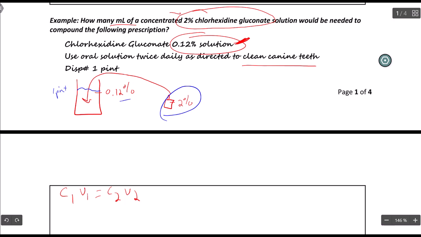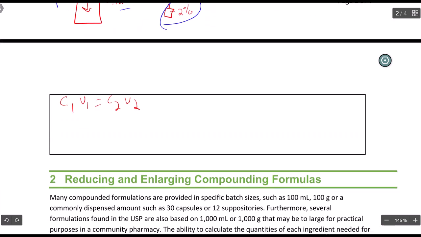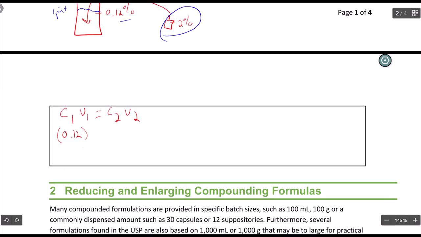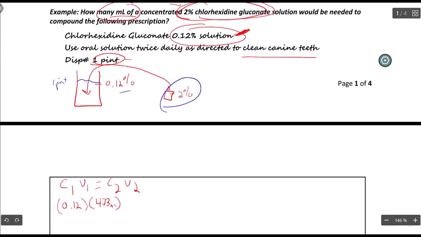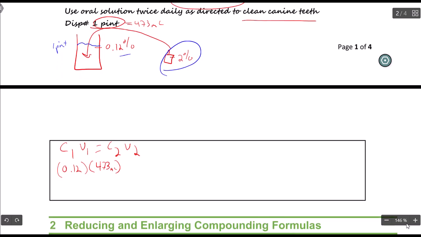And I know the amount that I need, and I have another concentration, and I'm looking for an amount I need. Concentration, volume, concentration, volume. So if I take the first one, I want to make a 0.12% concentration, and the amount that I want is 473 mLs. How did I know that it's 473 mLs? I converted 1 pint to 473 right off the top of my head. It is an immediate conversion you can utilize.